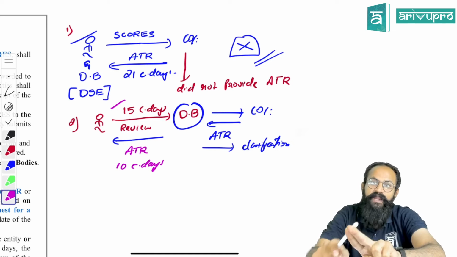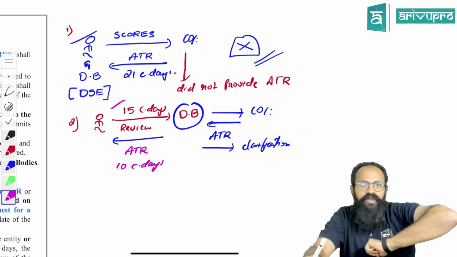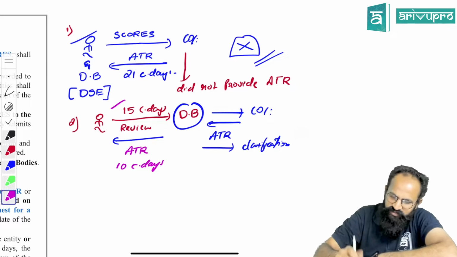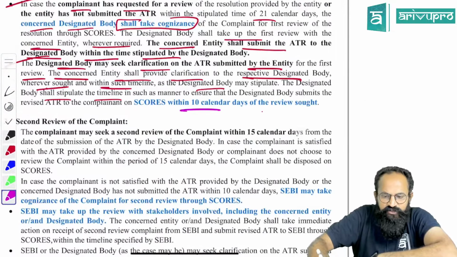They're trying to bring in the monitoring people. They're trying to reduce the timelines also. Everything is taken care of now. Yes, sir. Okay. Within 10 calendar days, the review is sought.